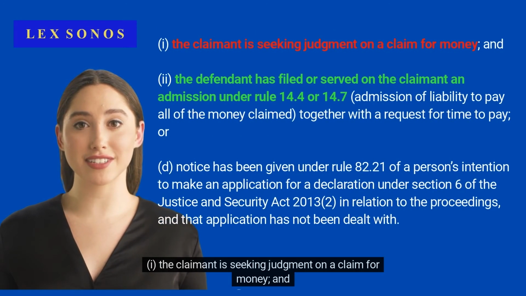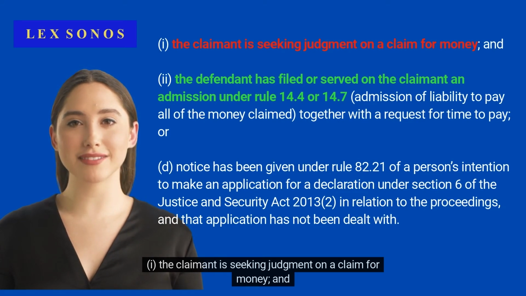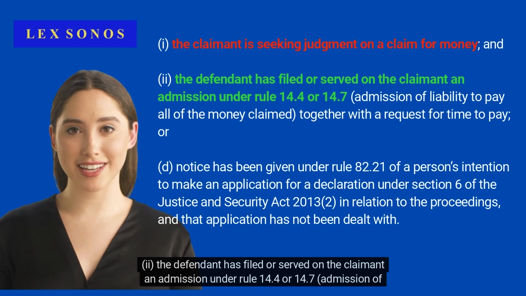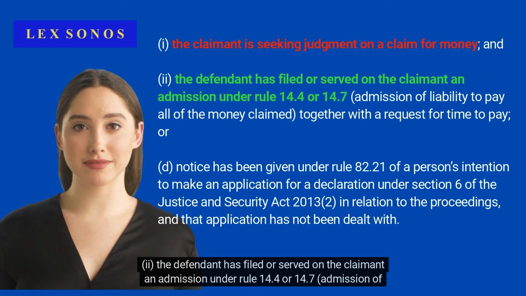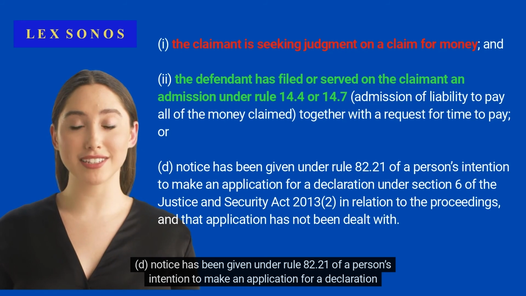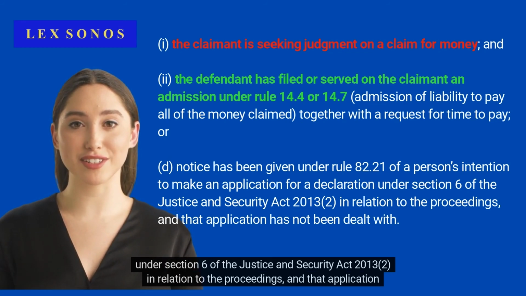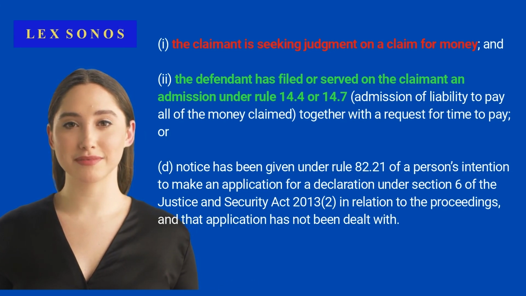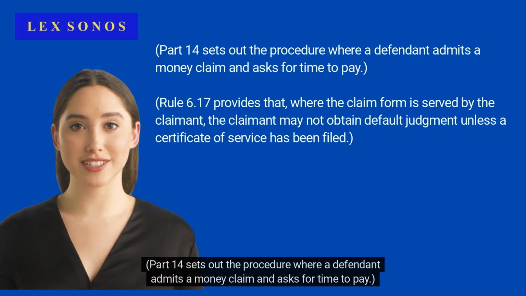(c) the claimant is seeking judgment on a claim for money, and the defendant has filed or served on the claimant an admission under Rule 14.4 or 14.7 of liability to pay all of the money claimed, together with a request for time to pay, or (d) notice has been given under Rule 82.21 of a person's intention to make an application for a declaration under Section 6 of the Justice and Security Act 2013 in relation to the proceedings, and that application has not been dealt with. Part 14 sets out the procedure where a defendant admits a money claim and asks for time to pay.